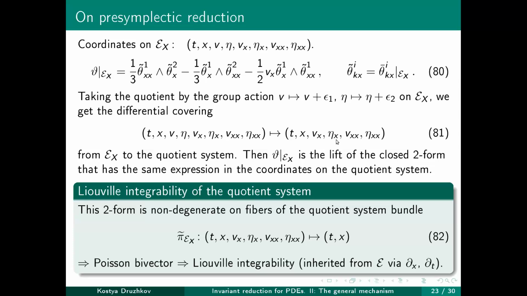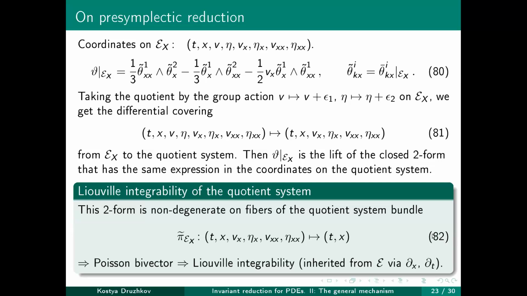And let me note that the reduction 80, this form, is the lift of the closed 2-form that has the same expression in terms of these coordinates on the quotient system. But the corresponding form on the quotient system is non-degenerate in fibers. So the quotient system is Liouville integrable. This form is non-degenerate in fibers of the quotient system bundle given in the formula 82.